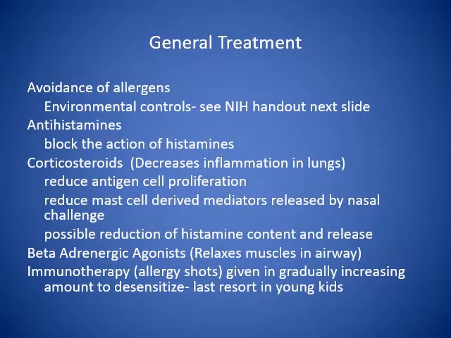So general treatment, we want to avoid allergens. I will show you the next slide about common allergens to avoid the asthma attacks to begin with. Use of antihistamines. A common one would be Benadryl, or other ones that would block the action of the histamines. Primary treatment, sometimes the use of corticosteroids. It will decrease the inflammation of the lungs.